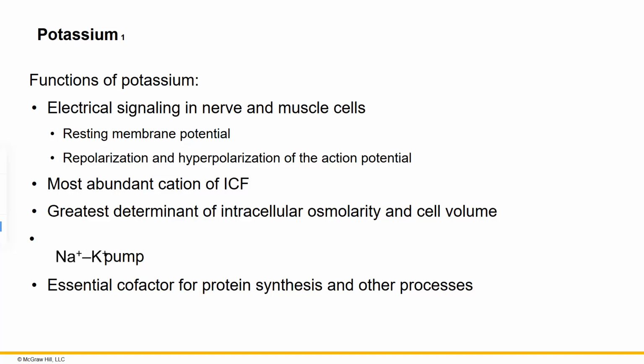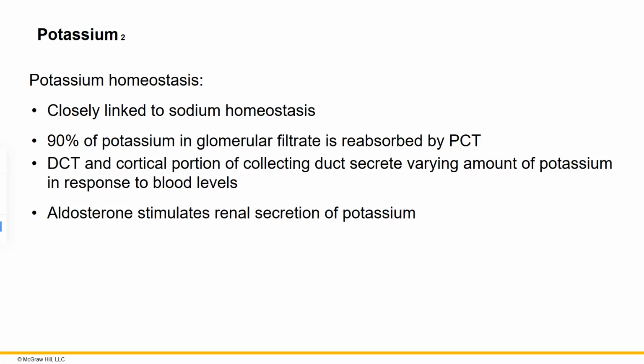Potassium. Potassium is involved in electrical signaling in nerve and muscle cells, resting membrane potential, repolarization, and hyperpolarization of the action potential. It's the most abundant cation of the intracellular fluid, the greatest determinant of intracellular osmolarity and cell volume. The sodium-potassium pump moves sodium to one side and potassium to the other. It's an essential cofactor for protein synthesis and other processes. It's closely linked to sodium homeostasis.